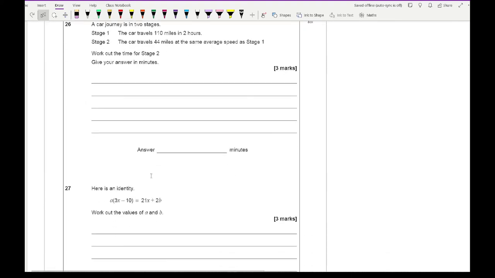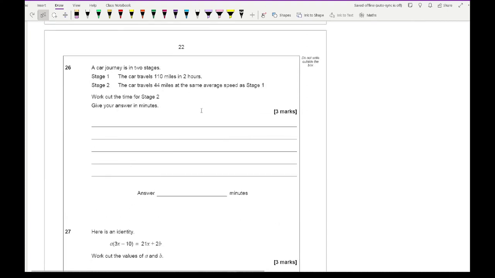Moving on to question 26, it says that a car journey is in two stages. Stage one, the car travels 110 miles in 2 hours. Stage two, the car travels 44 miles at the same average speed as stage one. Work out the time for stage two. First thing we need to do is work out the speed in stage one. We do that by doing 110 divided by 2, which is 55. So they're traveling 55 miles per hour.